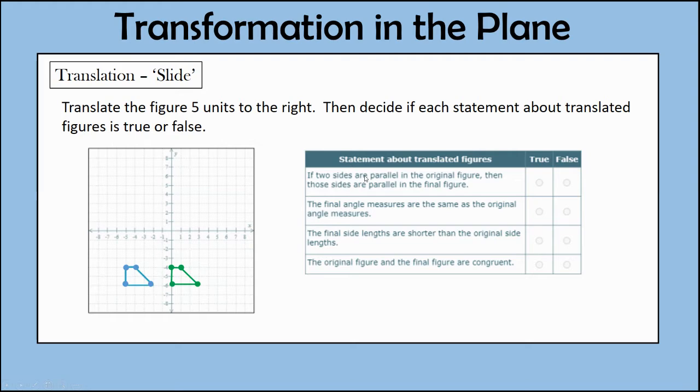If two sides are parallel in the original figure, then the two sides are parallel in the final figure. Well, that's going to be true because these two are the exact same shape. We've replicated the exact same shape.